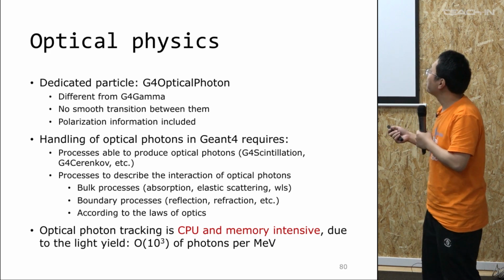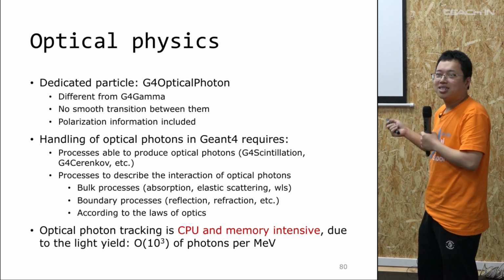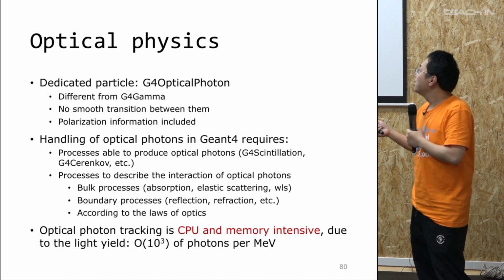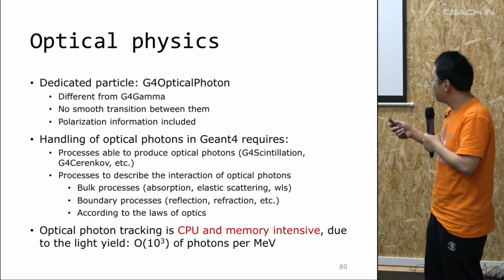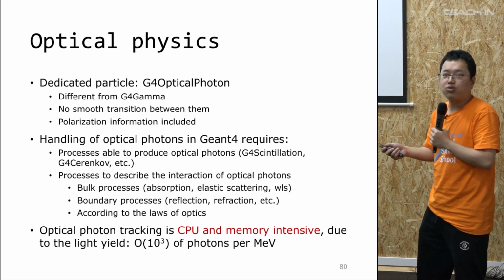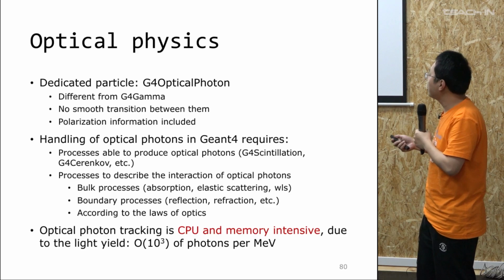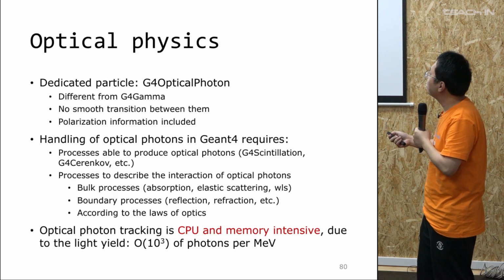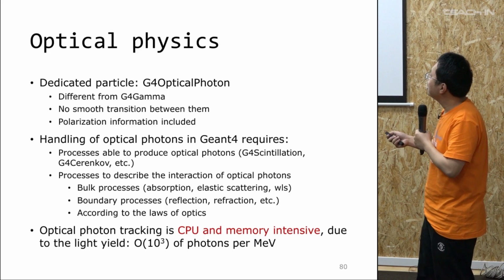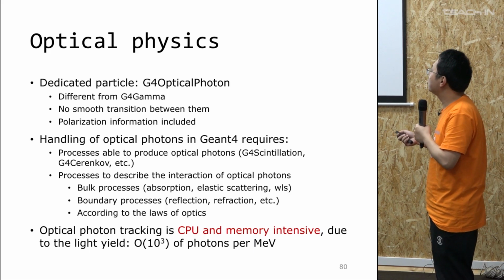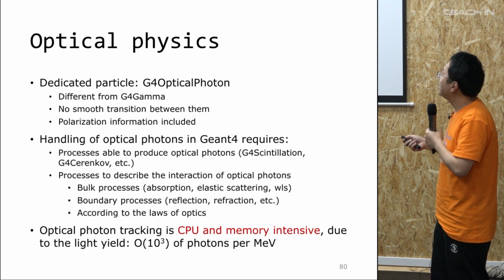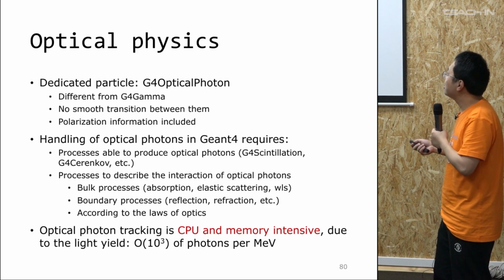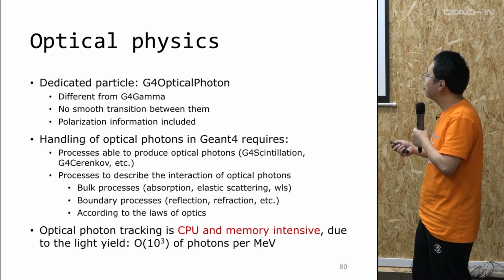Actually, this could be very important. For example, in the JUNO experiment, because we are using liquid scintillator detectors. In Geant4, there is a dedicated particle to describe optical photons. But you need to be careful about that. It's different from the gamma in Geant4, and they're actually just different objects. And optical photons also support polarization.